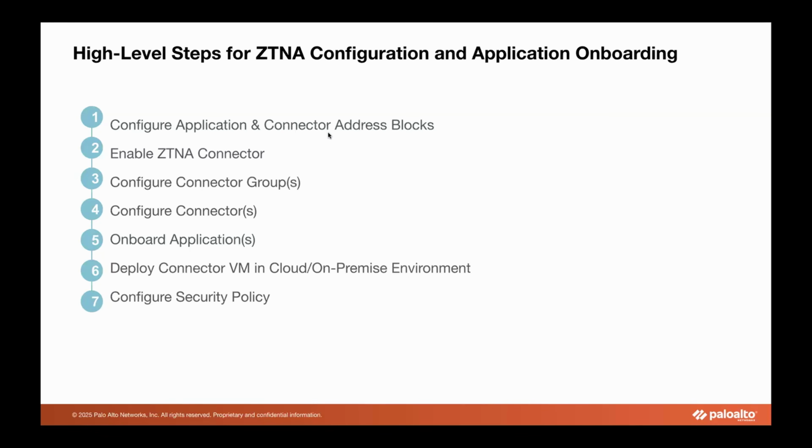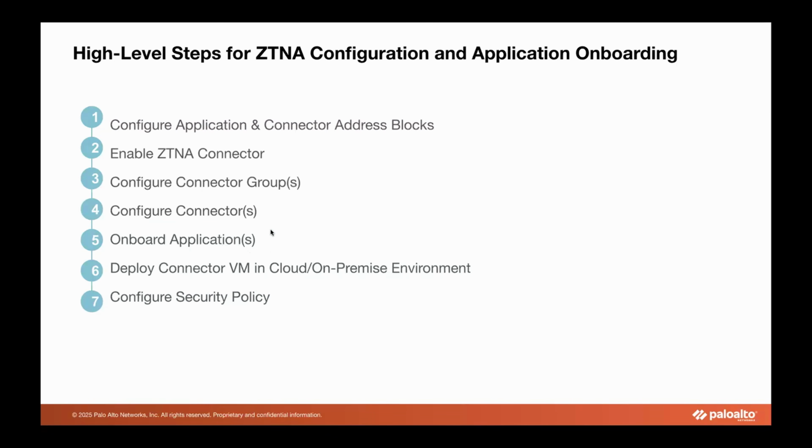Once that is done, which is a prerequisite for starting the ZTNA connector configurations, you need to go to the Strata Cloud Manager UI and go to the ZTNA connector workflow, enable ZTNA connector. And after that, there are only 3 simple steps: configure connector groups, configure connectors within a connector group, and then onboard your applications as FQDN targets, wildcards, or IP subnets.